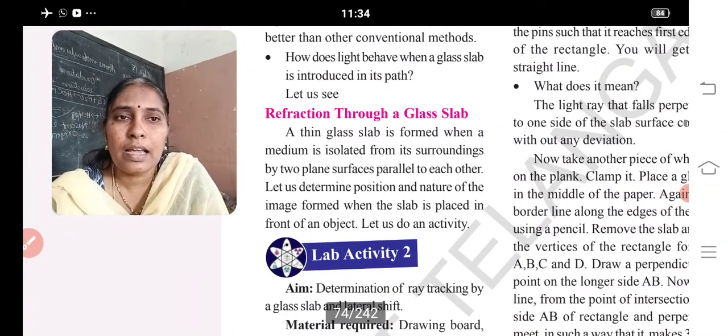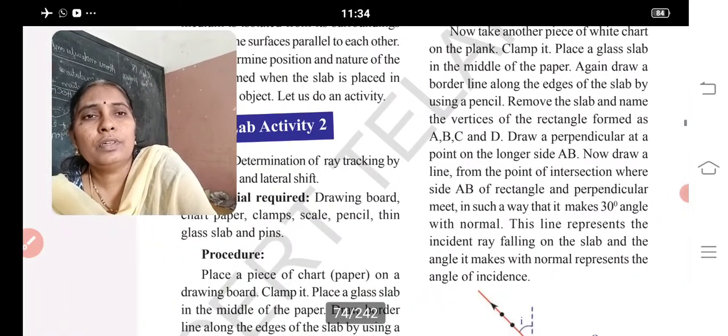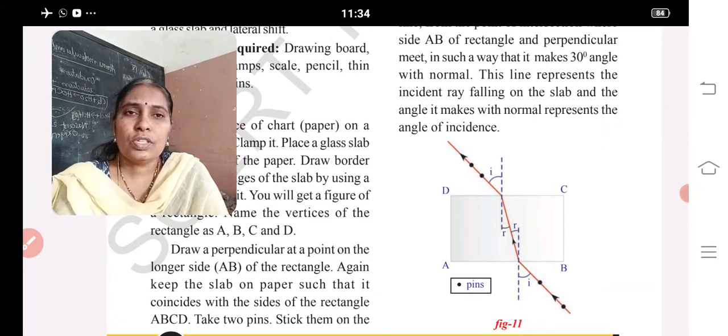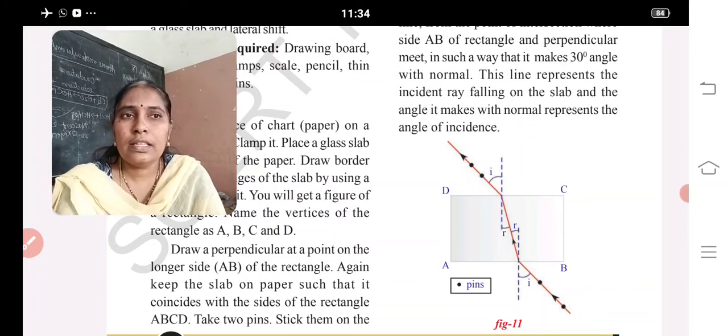Refraction through a glass slab. Most important: take a glass slab, place it on a paper and draw the outer edges of the glass slab with the help of a pencil. Draw one normal, a perpendicular line, and fix two pins on that line. Place the glass slab and observe the image of the pins through the glass slab. Point with the help of a pencil where you get the image on the other side of the glass slab. Remove the glass slab and join the lines.